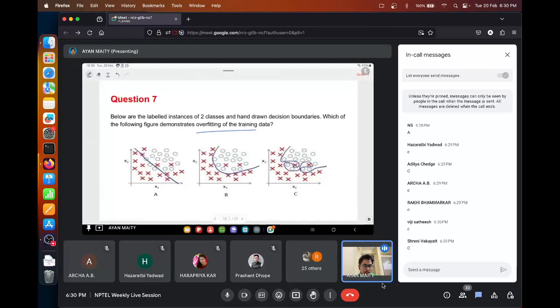Hazratvi Yadwarde is saying C, Aditya is saying C, Archa is saying C, Rakhi, Viji, Srini all are saying C. Meenakshi is saying C, Dr. Abhishek Mishra saying C, Shohini Banerjee is saying C. Ariva Jhagan is saying C, Akhil is saying C. Orijit Sai is saying A.